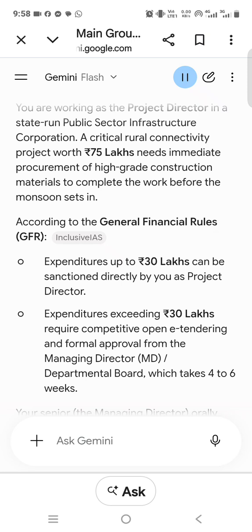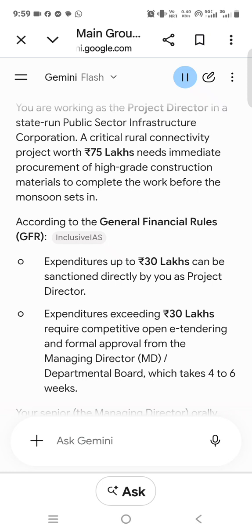Matrix of available options. Option: pros, cons, ethical evaluation. Option 1: Comply with MD's oral order. Split the order into 3 times 25 lakh rupees. Pros: completes the project before monsoons and protects personal ACR and promotion. Cons: severe violation of GFR, splitting of sanction, and it invites CAG audit objections and vigilance prosecution. Ethical evaluation: unethical, breaches financial propriety and rules.